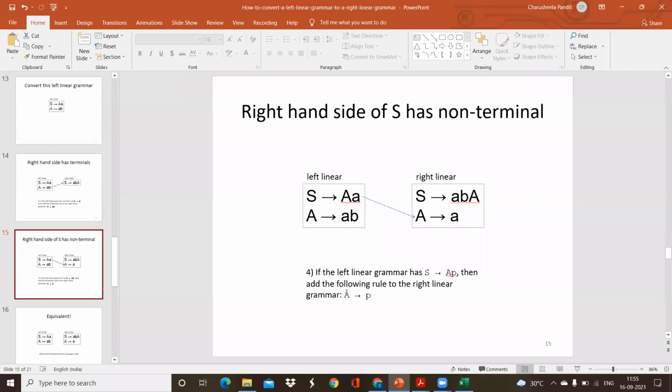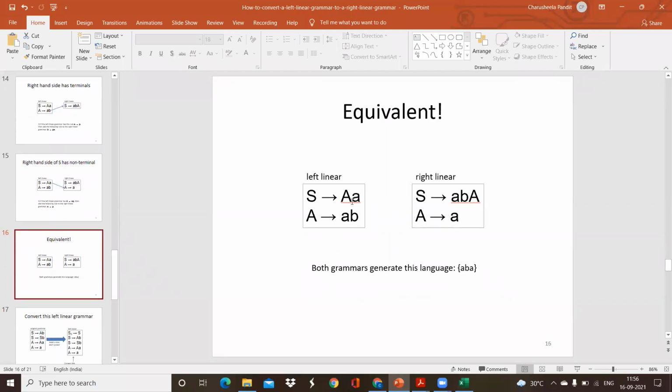Then if you have a statement of this form, S derives AA, where S and A are non-terminals, then you should convert this production rule to A derives P. So here you will get A derives P. Applying this too, you got the equivalent right linear grammar. And if you observe both of them, they accept the same language, and that is the reason they are equivalent.